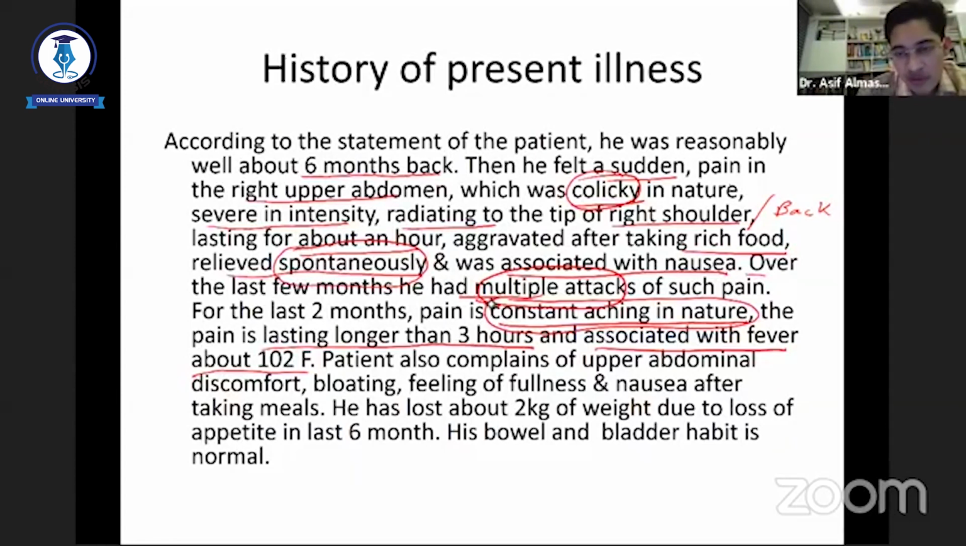And long term, when there is acute cholecystitis, there is fibrosis of the gallbladder, and the gallbladder cannot expel the bile. It becomes a rigid structure. The wall is thickened. And after some time, the patient also complains of upper abdominal discomfort, bloating, feeling of fullness, and nausea after taking a meal. These are the features of, as you can understand, flatulent dyspepsia.